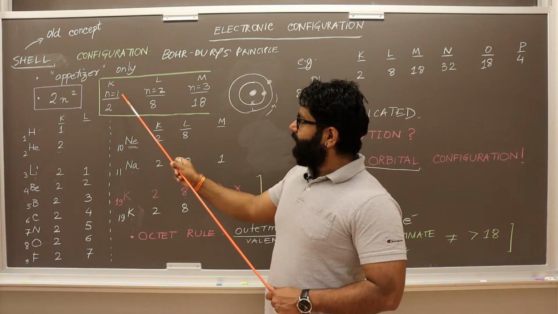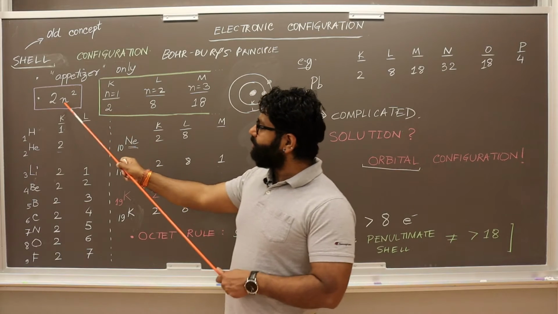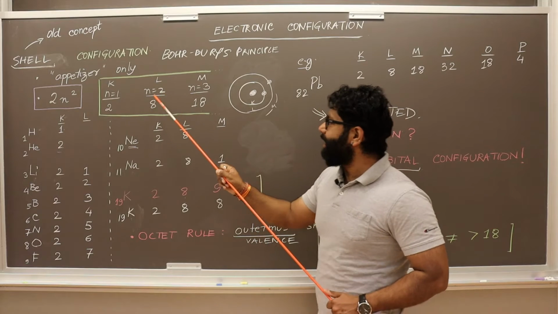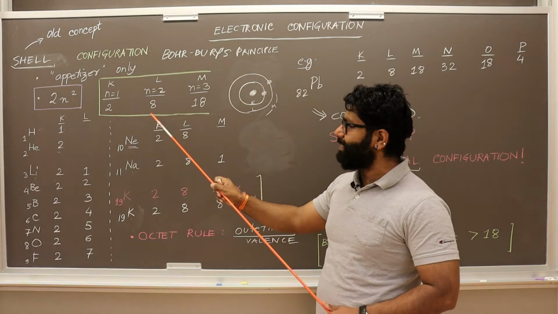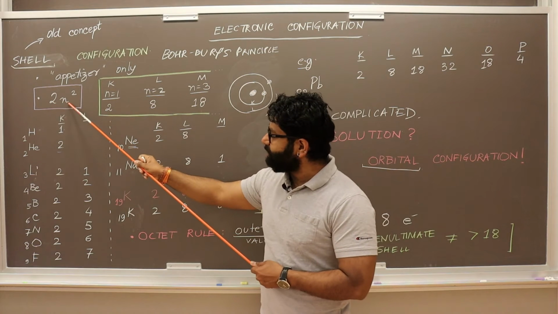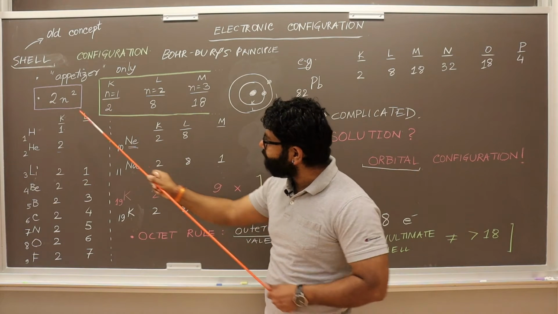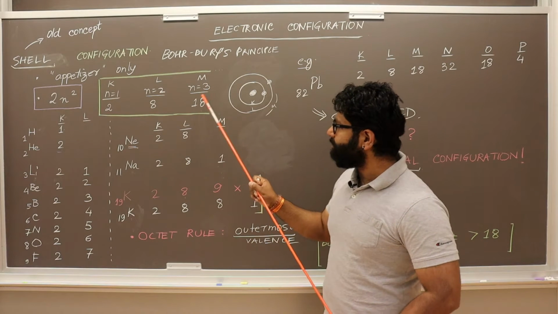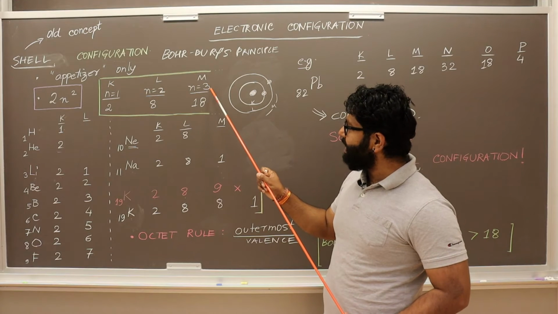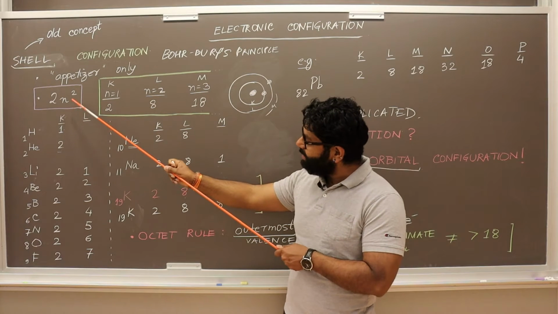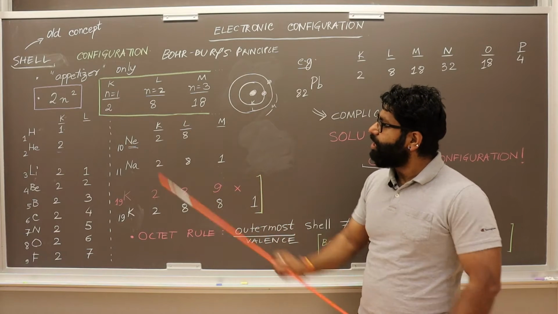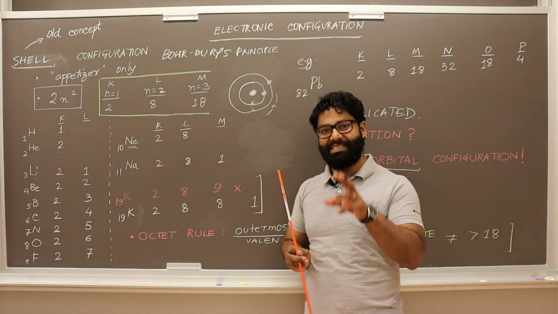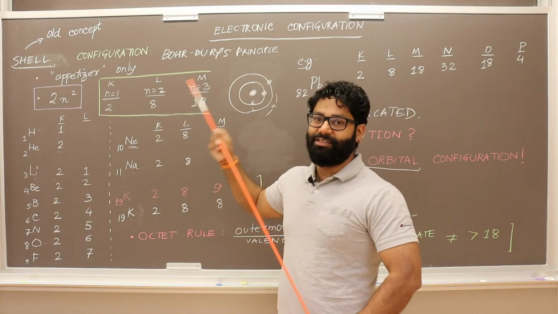So, we calculate 2n squared. For n equal to 1, 2n squared becomes 2. For n equal to 2, 2 times n squared becomes 4, and 4 times 2 becomes 8, right? Similarly for n being 3, n squared becomes 9, 9 times 2 is 18. So this 2n squared will give you the maximum number of electrons that are possible for these different shells.